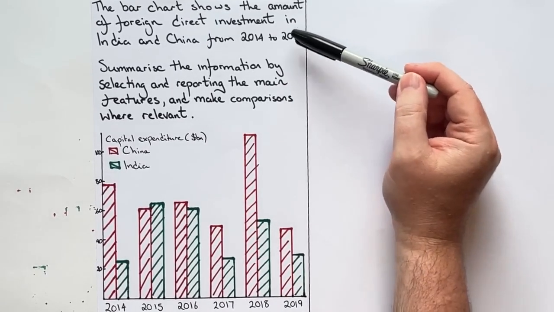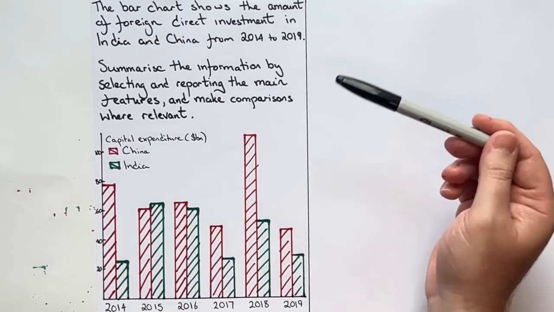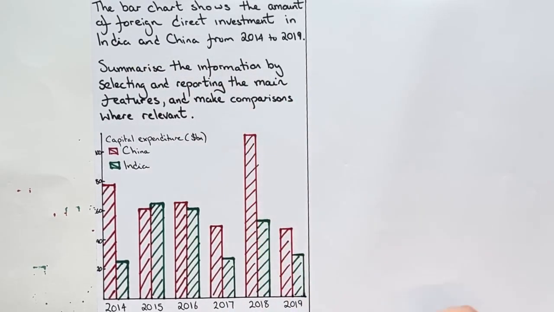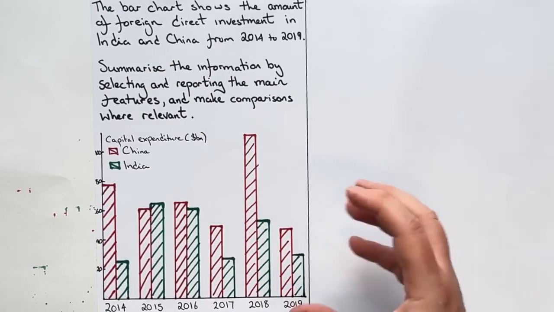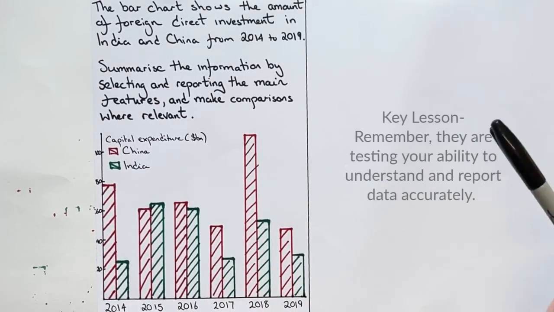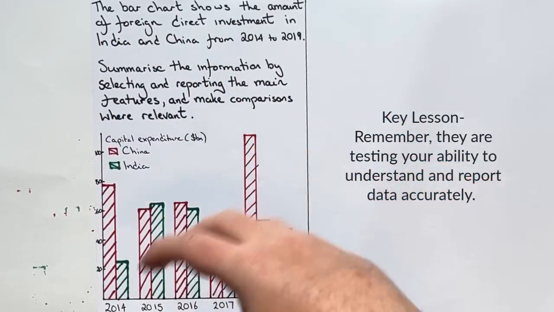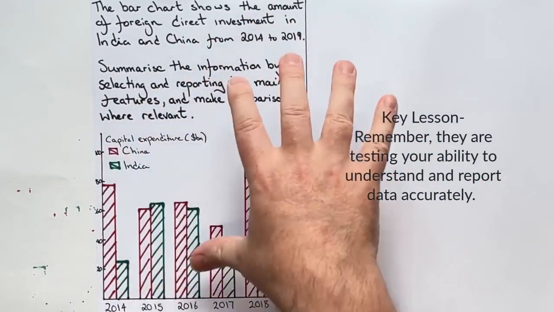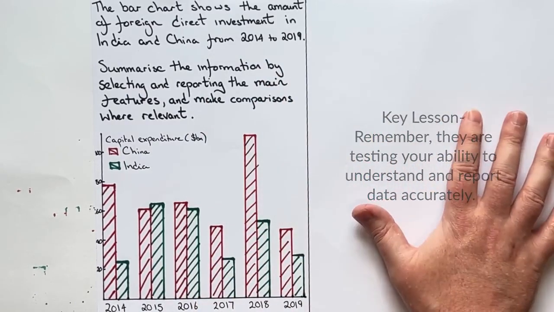So the first thing that we should do is read. So the bar chart shows the amount of foreign direct investment in India and China from 2014 to 2019. Now, we don't need to know what foreign direct investment is. This is not asking for your opinion in any way. What it is asking you to do is understand the data and report the data accurately. You don't need to be an economist or a financial advisor to know what this is. Remember, they are testing your ability to understand and report data.